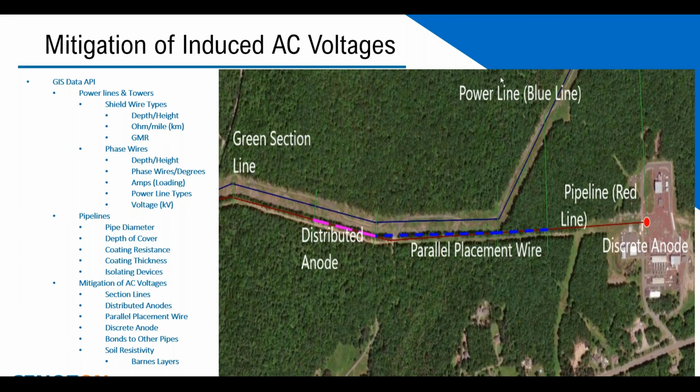Mitigation of induced AC voltages. One of the things we just heard about is the data gathering, and there is a lot of data gathered. We're looking for ways to make it simpler. There are many places where you can get links to the power companies, but they only give you the voltage: 220, 250, 345, whatever it is. They don't give you the loads.